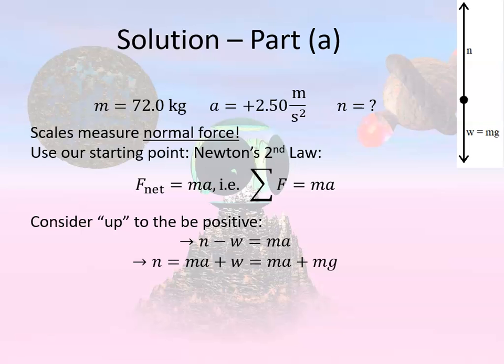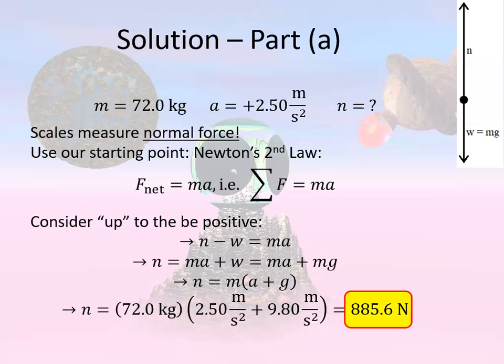So add W to both sides. Substitute mg for W. And just to save ourselves a mathematical step, I factored out the m so that I won't have to plug in as many numbers. The fewer numbers I plug into my calculator, the fewer silly calculator mistakes I'm likely to make. So we factored out our m, and now we plugged in the acceleration due to gravity, and multiplied by the mass, and we get the scale's reading of 885.6 newtons, rounding to about 886 newtons.